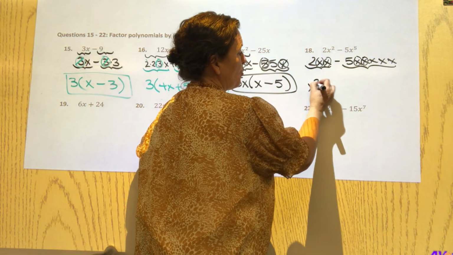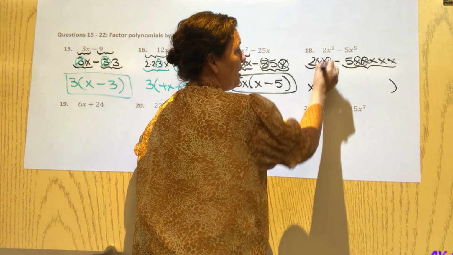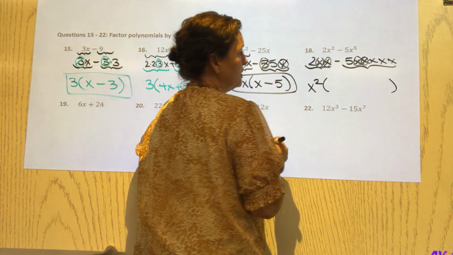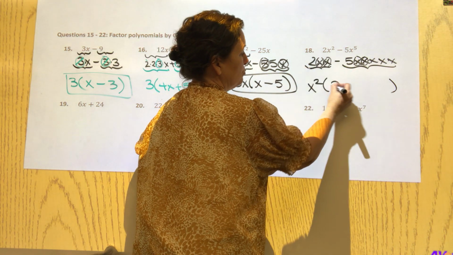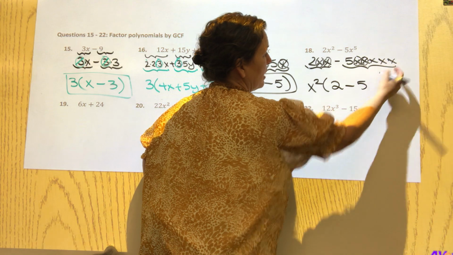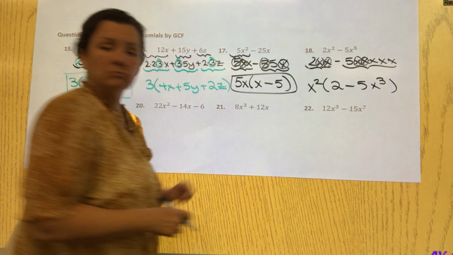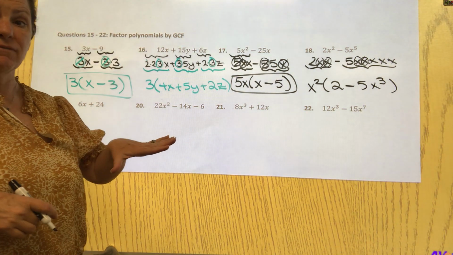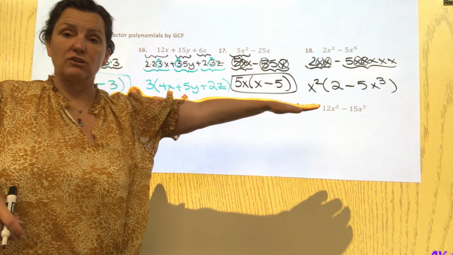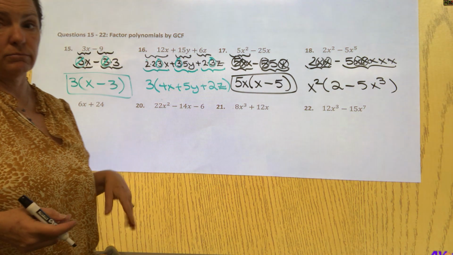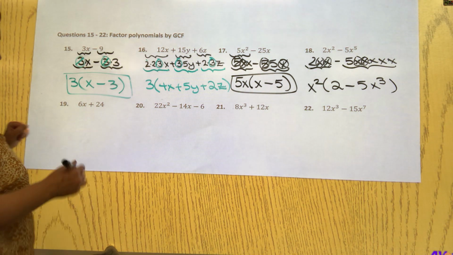So I'm going to put x squared in front because that's what I'm taking out, because that's what they have in common. And now let's see what's left. A 2 minus a 5 and 3 x's. Cool. Now if you want to stop the video here and try this little batch by yourself, I would highly recommend it, okay? I'm going to keep going.